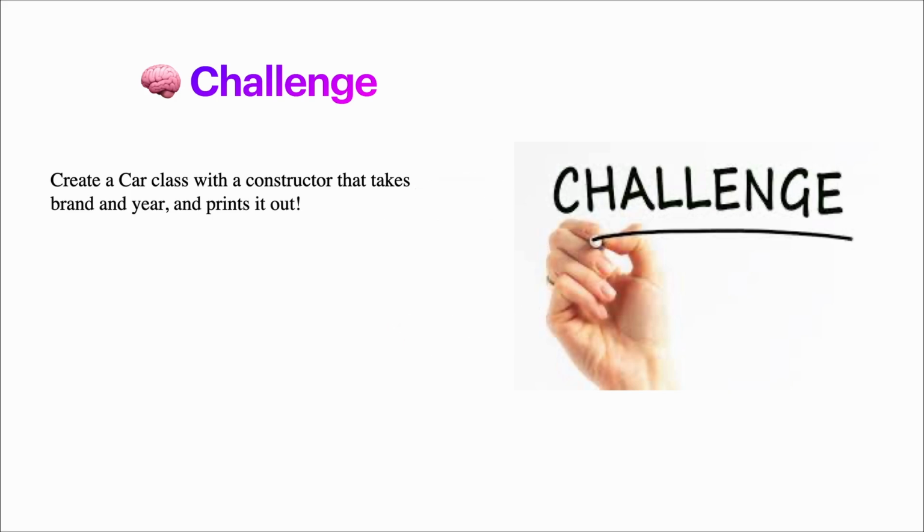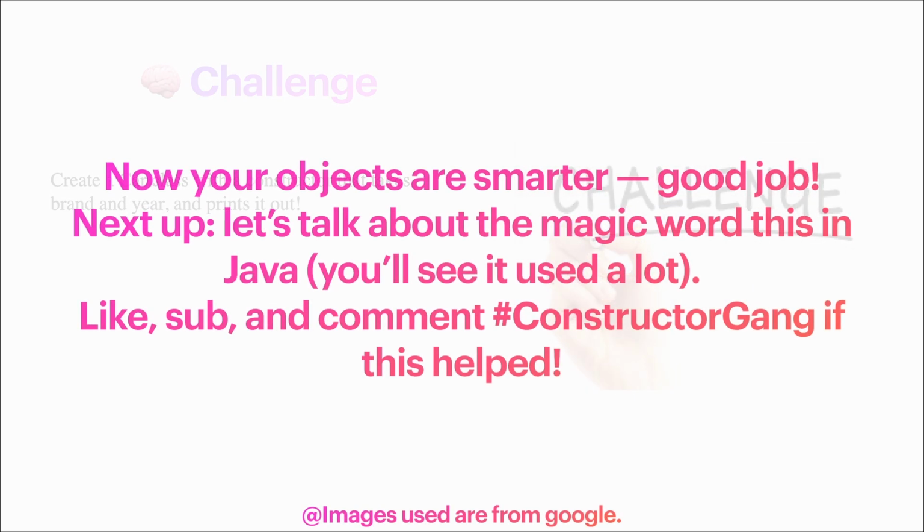Okay, if you were able to get that on your first try, or you weren't able to, there is no problem. If you were able to complete the challenge on your own, that's perfect. Kudos to you. But if you weren't, it's also fine. Just learn something from the solution code. So now your objects are smarter. Good job. Next up, let's talk about the magic word in Java.